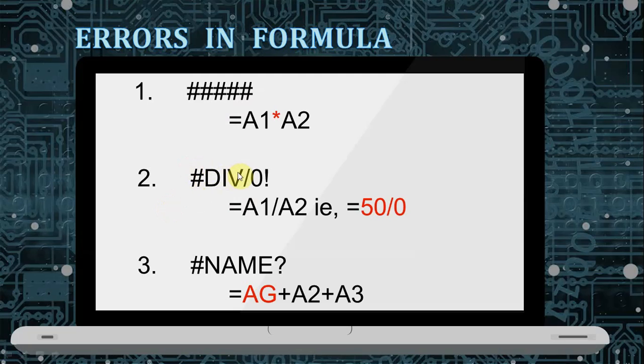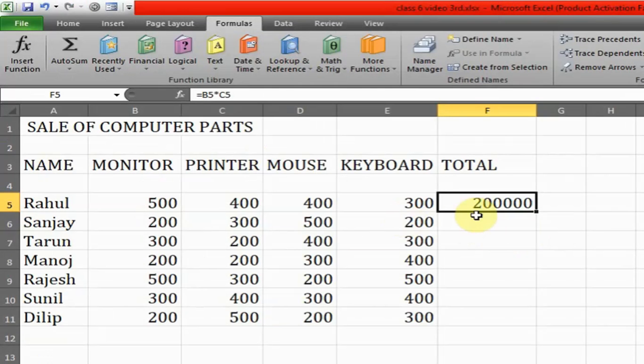The next type of error is hash DIV/0. This is the type. This is the example: A1 divided by A2. The value given for A1 is 50 and the value given for A2 is 0. So we are going to divide 50 by 0. You cannot divide a number by 0. So in such a case, if such a division is done, this error will be displayed in that place.